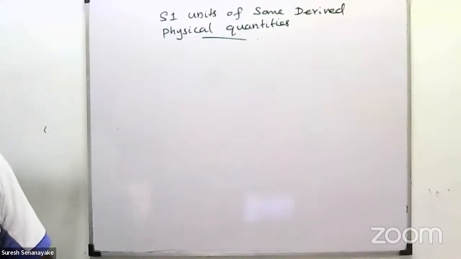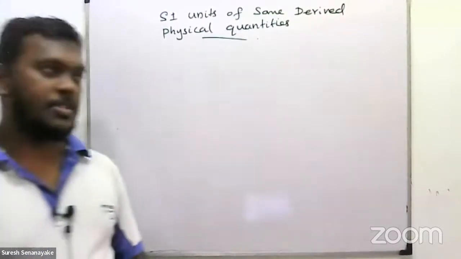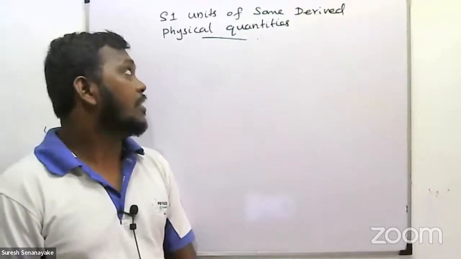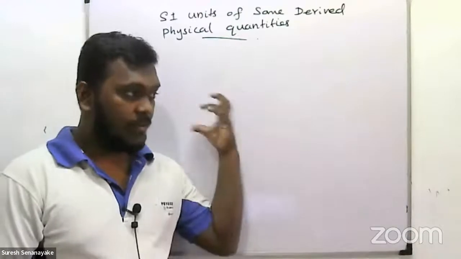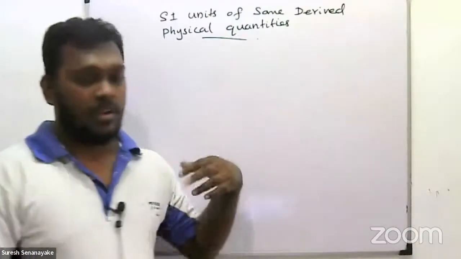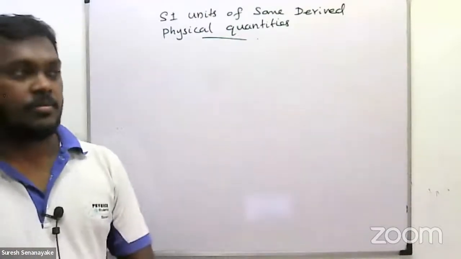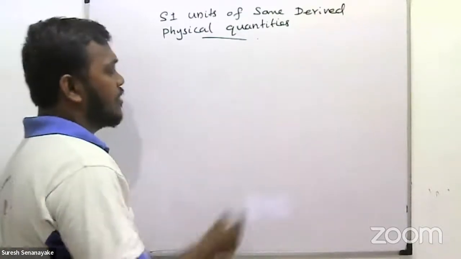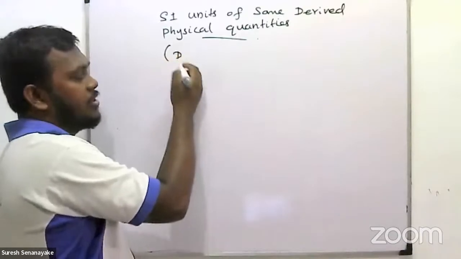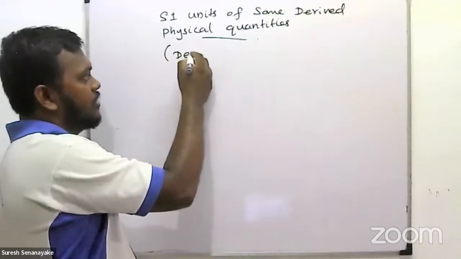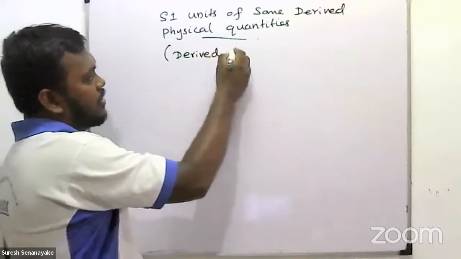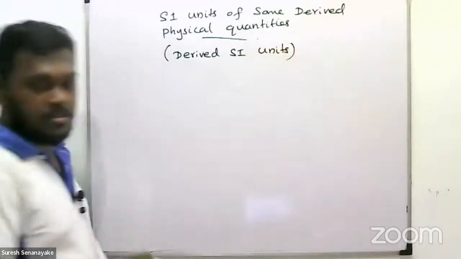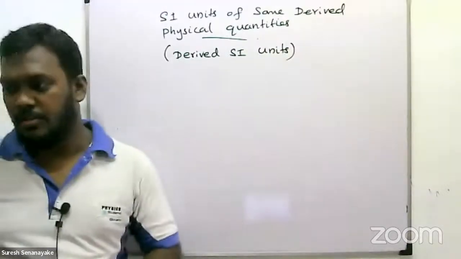Okay. And also there are some special definitions for these derived, sorry, that's fundamental units. They have special names. So the SI units of derived physical quantities, we call those, within bracket you write, derived SI units.